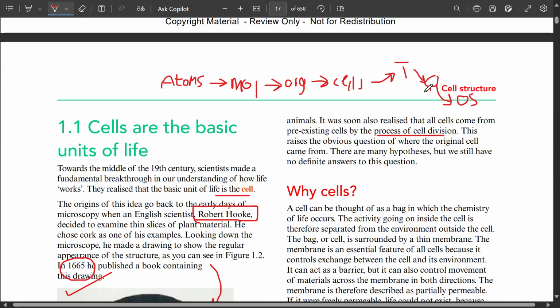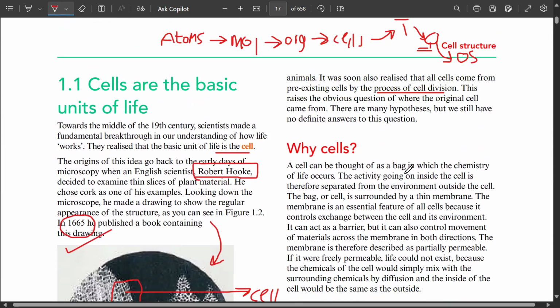Can you give me an example of an organ and its organ system? Heart, and then circulatory system. Okay. Another example? The lungs and respiratory system. Good, good. Okay. So why cells?